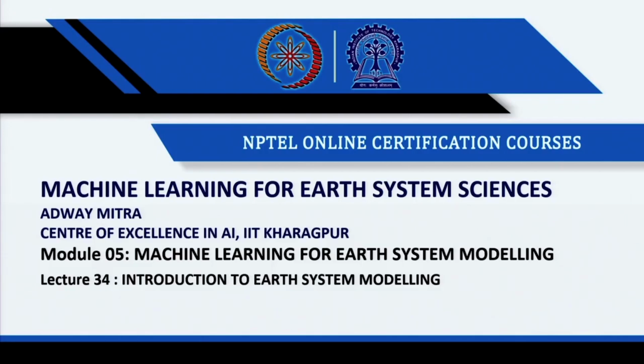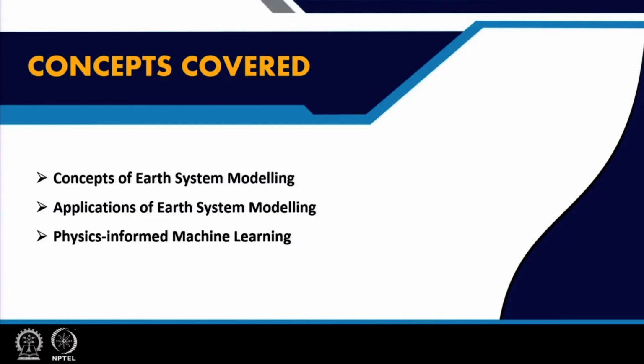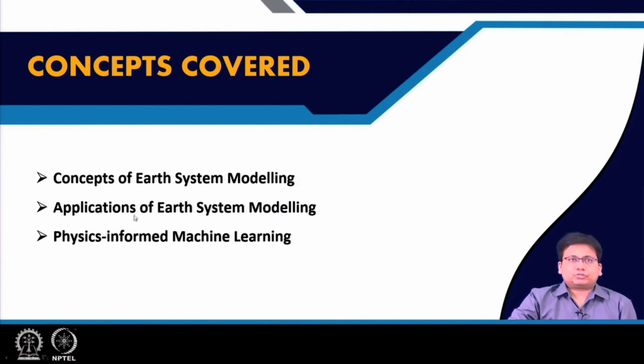Hello everyone, welcome to lecture 34 of this course on machine learning for Earth System Science. Today we are beginning module 5 where we will be discussing the applications of machine learning for Earth system modeling. The topic of this lecture is just to introduce you to Earth system modeling and give an idea of how machine learning can help. So we will discuss various concepts of Earth system modeling and we will see their applications also, and finally we will also discuss this concept of physics informed machine learning.